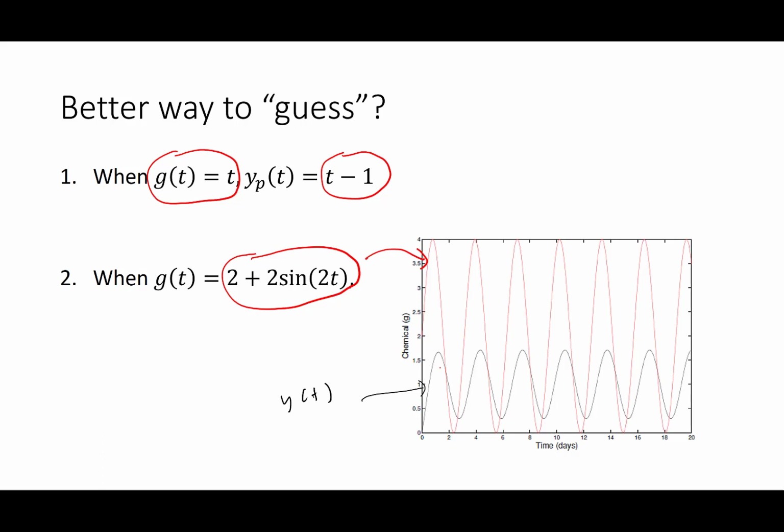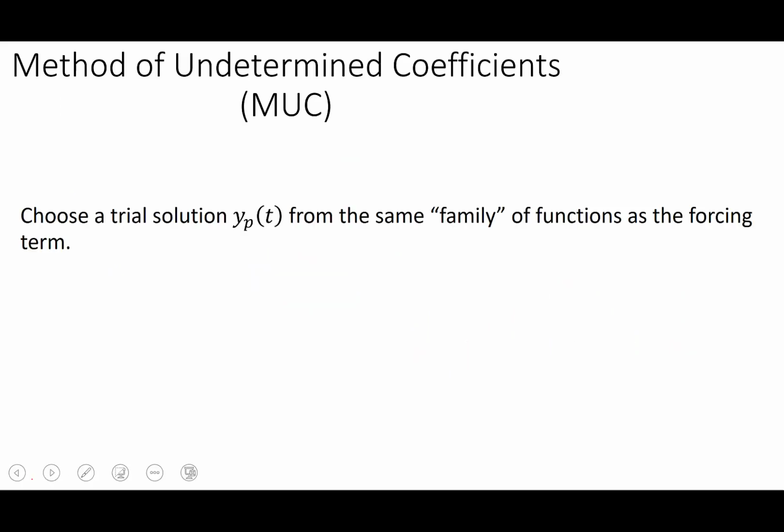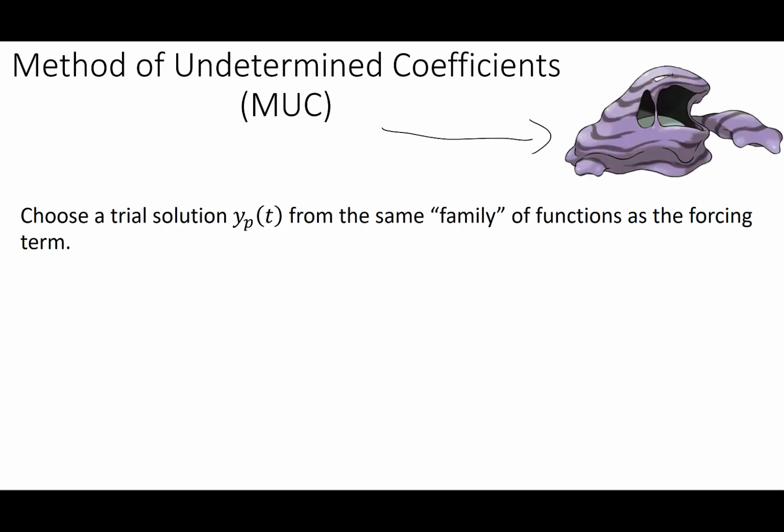So this idea that the form of our particular solutions or our outputs should in some sense match our inputs is the basic idea behind the method of undetermined coefficients, or muck, as I like to stylize it after a mispronunciation of one of my favorite Pokemon characters, or a misspelling at least. So the idea behind the method of undetermined coefficients is that if we're given a specific forcing function g of t, we're going to choose a trial solution y_p of t from that same family of functions, but with potentially different coefficients.